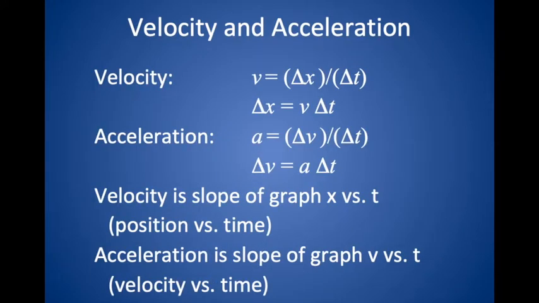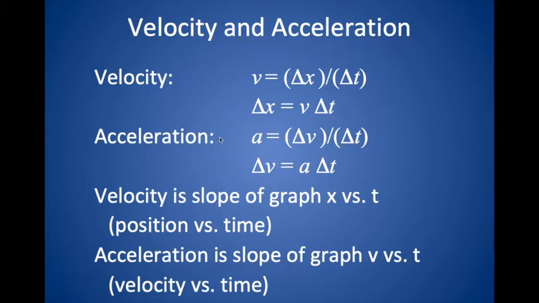Now the mathematical formula for that. Remember that velocity is the change in position. This Greek letter delta stands for change. So delta x divided by delta t, the change of position divided by the change of time, is equal to velocity. You can multiply both sides by the change of time, and you get change of position as velocity multiplied by change of time.